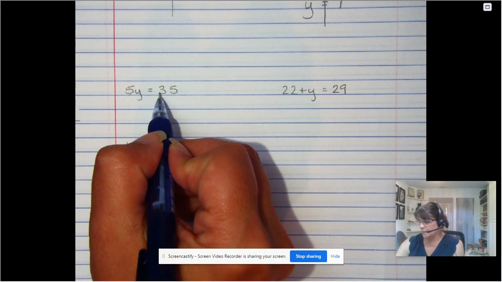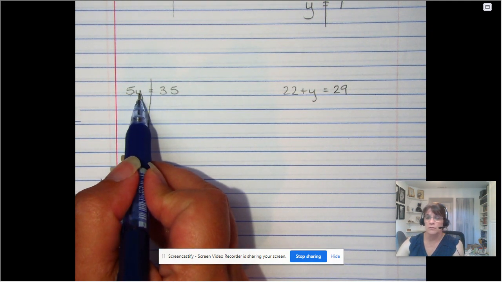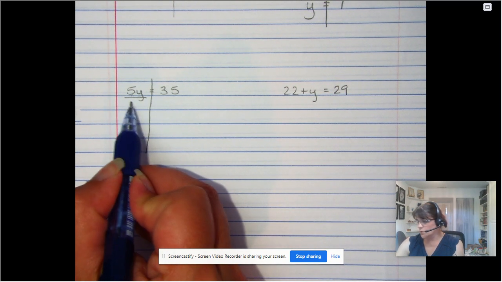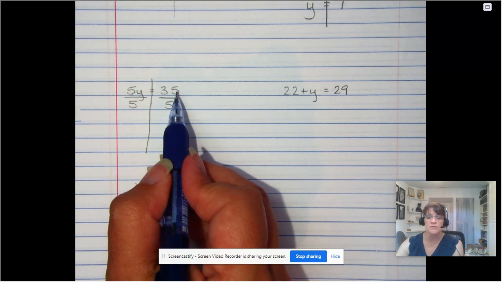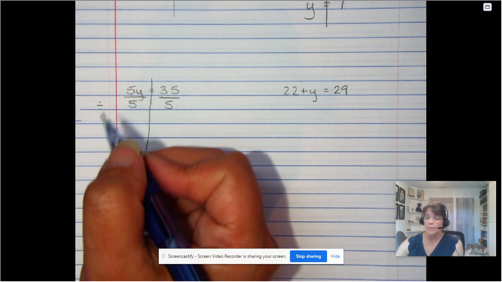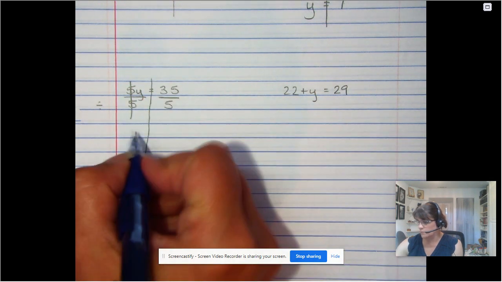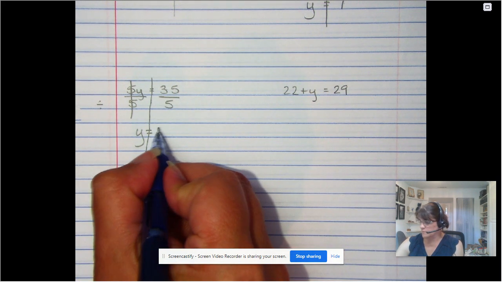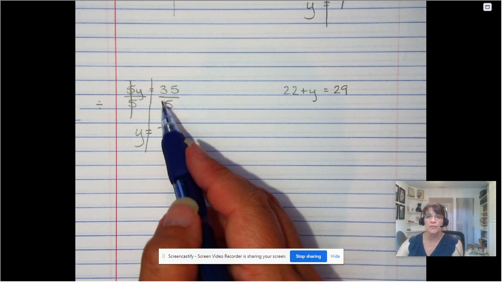So 5 times something. Well, I need to get y, the variable, all by itself. The only way to undo multiplication is with division. So I'm going to divide by 5. I love to show my division as a fraction. Sometimes you'll see it with the division symbol, and that's not wrong, but this is really clean and neat and easy. 5 divided by 5 is just 1, so I have 1y. 35 divided by 5 is 7, which most likely is the number you were thinking of. Now you can prove it.